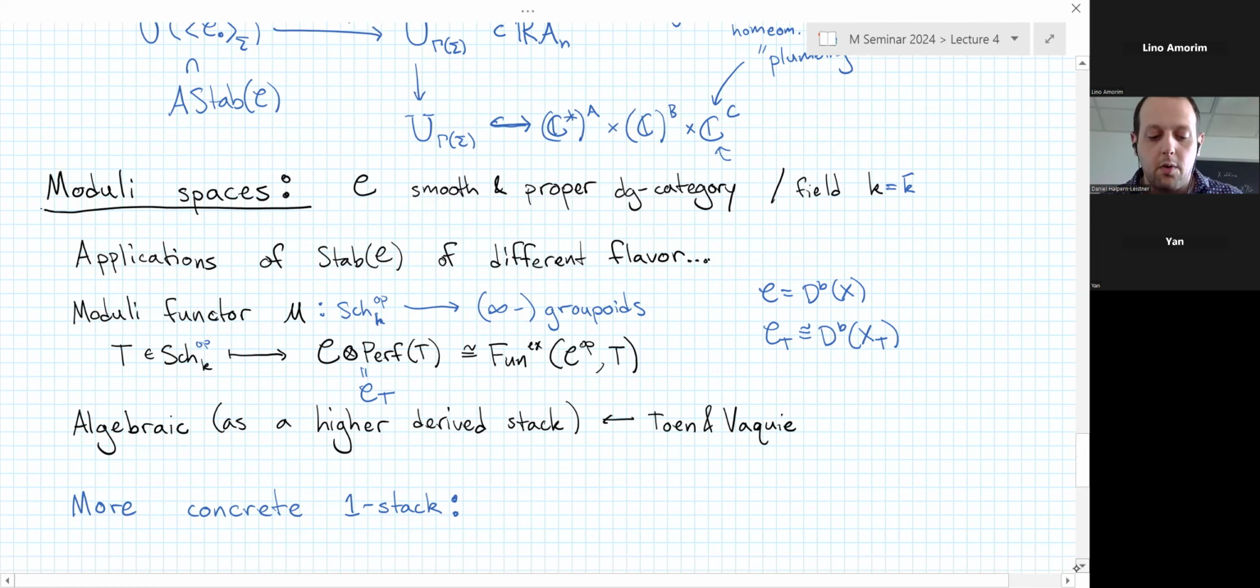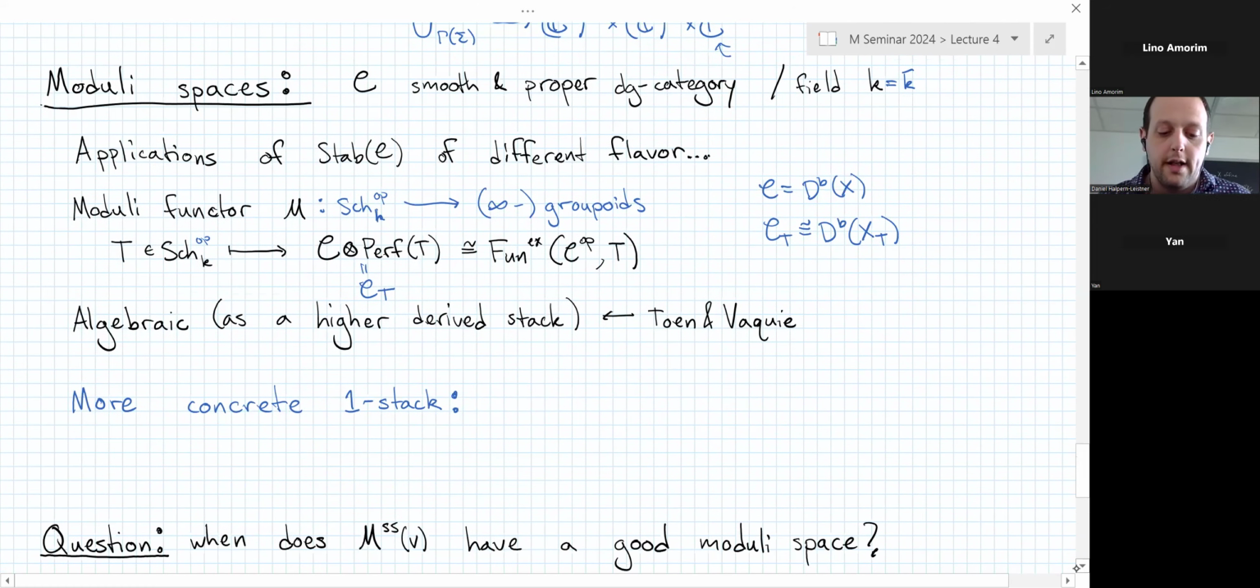So the more concrete thing that you can do is, if you have a stability condition, and if I take a class in the charge lattice, I can define this substack. Daniel, could you explain the functor? Could you explain the functor M?